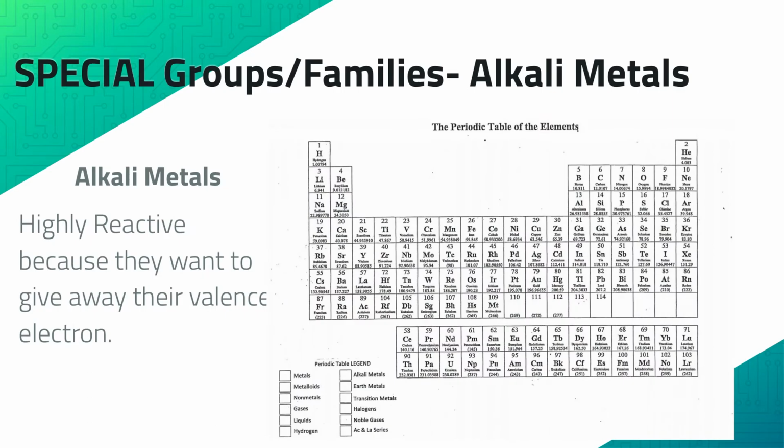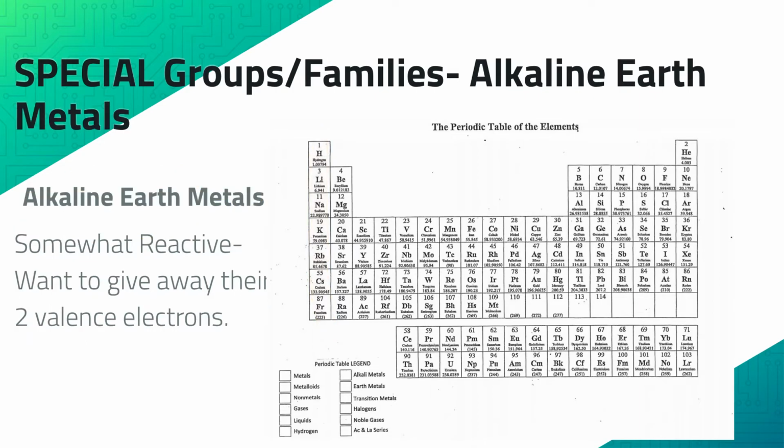So there's a couple different groups or families on the periodic table that have specific names. The alkali metals are right here, and they are highly reactive because they want to give away their one valence electron. The alkaline earth metals, they're still fairly reactive because they want to give away their two valence electrons, and those are the alkaline earth metals.